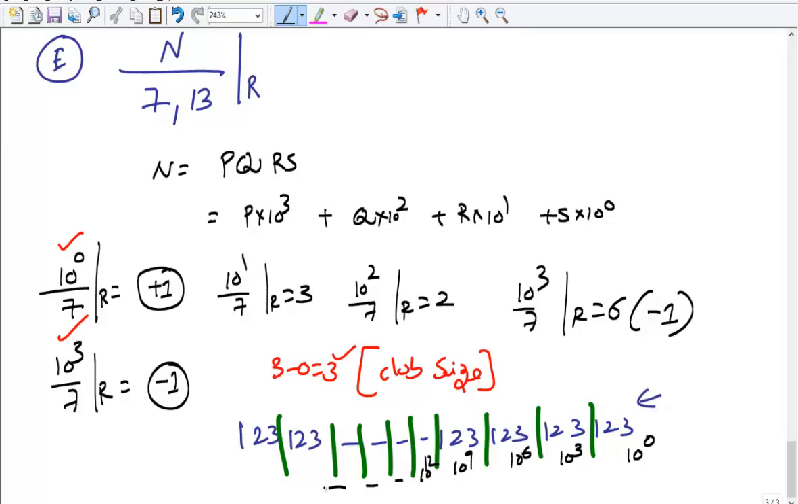Now 10 power 0 divided by 7, remainder is plus 1. 10 power 3 by 7, remainder is minus 1. 10 power 6 by 7, the remainder is plus 1. 10 power 9 by 7, remainder is minus 1. So we are trying to see plus 1, minus 1. So every club is multiplied by either plus 1 or minus 1, but it is done in an alternating way, starting from plus 1 with the unit club.